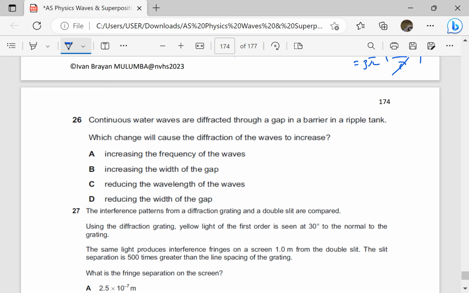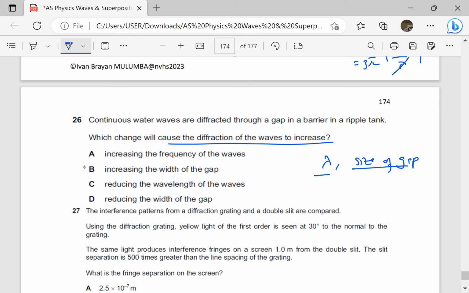Continuous water waves are diffracted through a gap in a barrier in a ripple tank. Which change will cause the diffraction of the waves to increase? Okay, so we know diffraction depends on the wavelength and the size of the gap. If these two are approximately the same, diffraction is maximum.